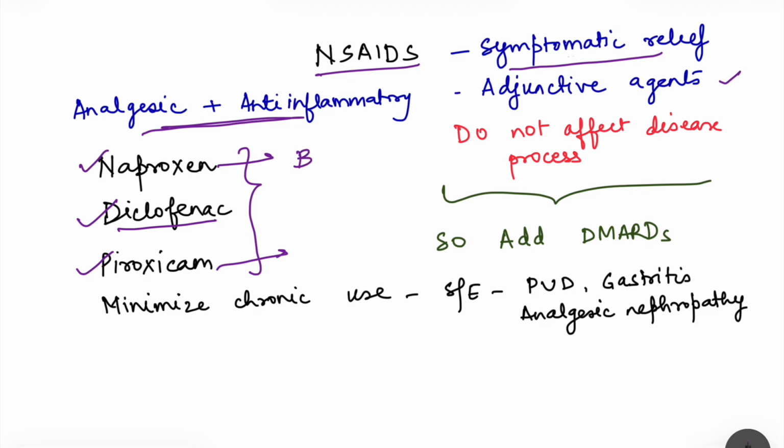Naproxen can be given twice daily and piroxicam can be given even OD. However, piroxicam, we have seen in our video on NSAIDs, has a higher toxicity profile, so it is not the first drug which is chosen. Right. So yes, NSAIDs have to be given, but minimize chronic use because the side effects, we know, include peptic ulcer disease, gastritis and analgesic nephropathy. On chronic use, there are high chances of these side effects occurring.